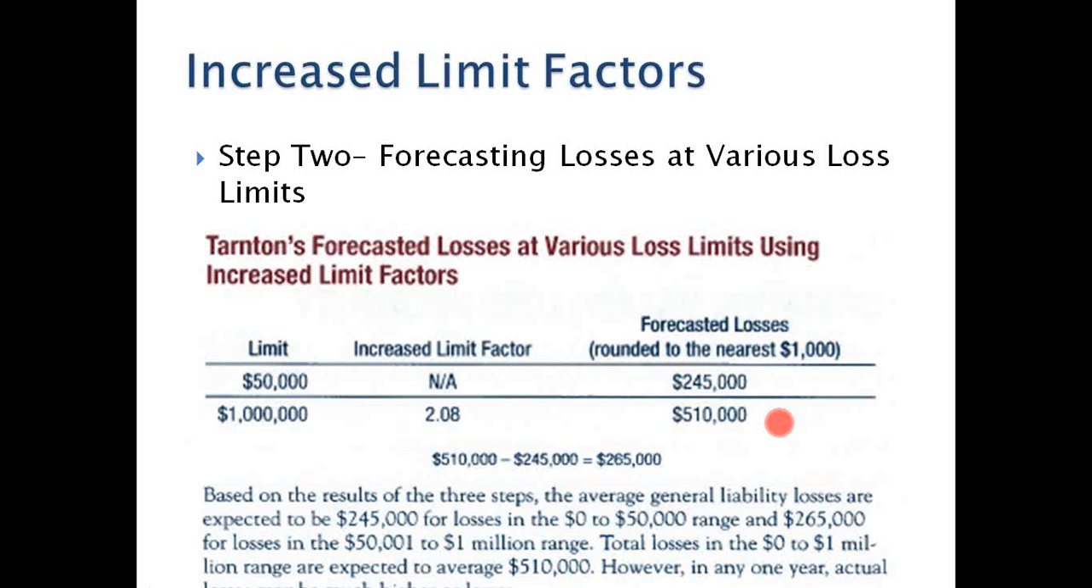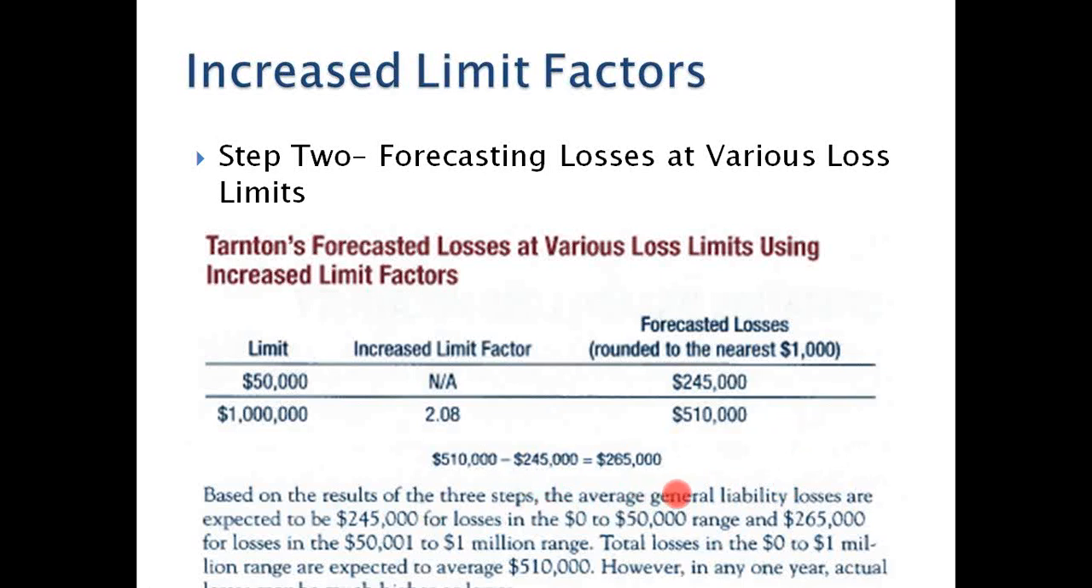What that basically means is that, as it explains down here, if we were to go to a $1 million limit, we can expect our total losses during that 1 year with $75 million in sales to be about $510,000. That's our expected level that we would pay.